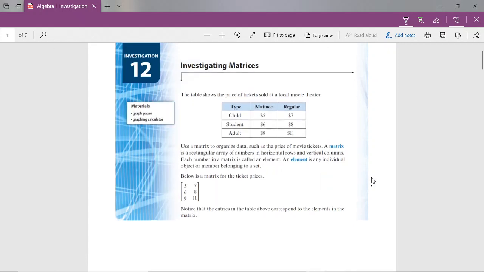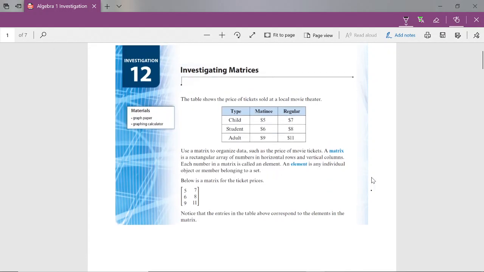Algebra 1, Investigation 12. We are just looking briefly at matrices and getting used to this idea of showing tables in a mathematical way called matrices. So I'll just start reading here.